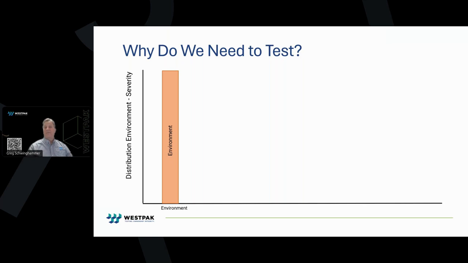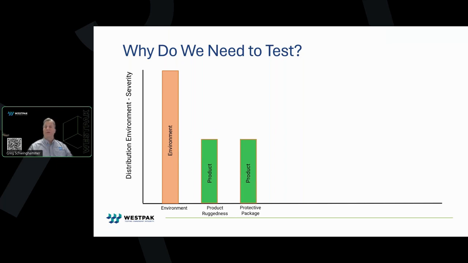But at the end of the day, imagine this bar represents all the inputs that your product will see in the distribution environment. The bare product can take a certain amount of that distribution environment. So it has a certain ruggedness to drops and vibration and all the other inputs I mentioned. And the purpose of the package is to make sure that your product can absorb all those inputs. It adds extra protection around the product's capabilities.